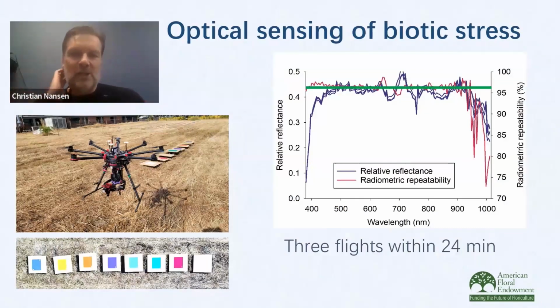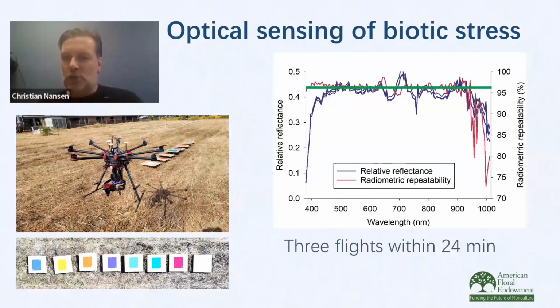The more advanced optical sensing, where we actually look at biotic stressors, is going to require a lot of work. It's a technology that still needs some maturation. We have published some data highlighting why this is a problem, and I'm just going to briefly explain what we did. We basically put out some colored plastic boards, so you can see them here at the bottom.